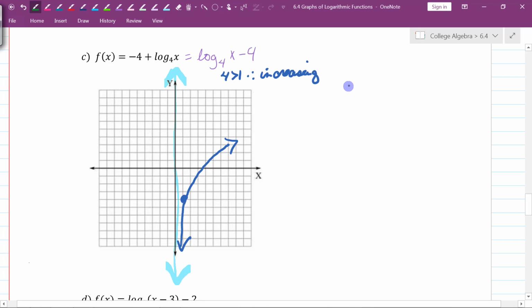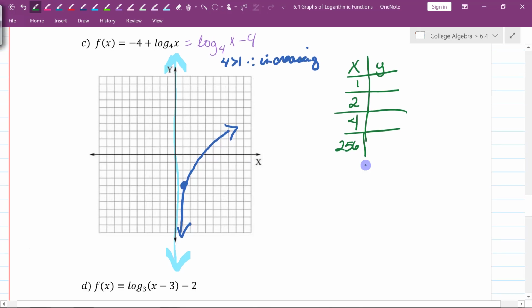So I have x and f of x, also known as y, right here. The points I'm going to choose are going to be 1, 2, 4, and 256. You'll see why in a minute. I know that sounds a little strange. Okay, so let's go ahead and start calculating our values.